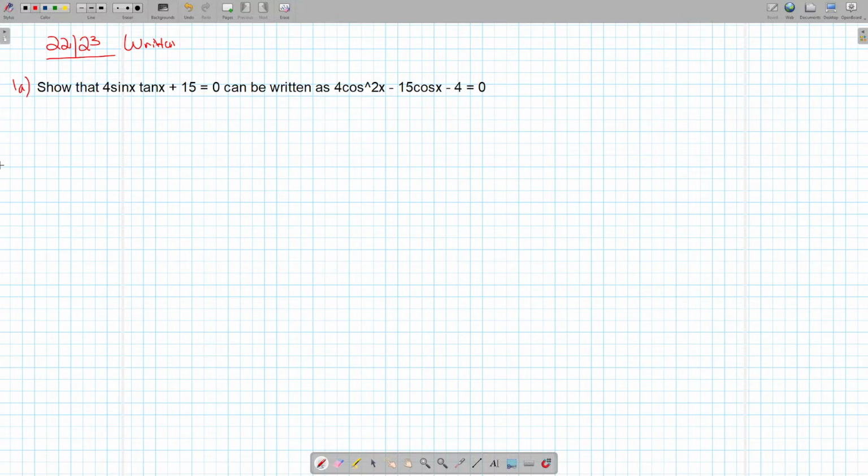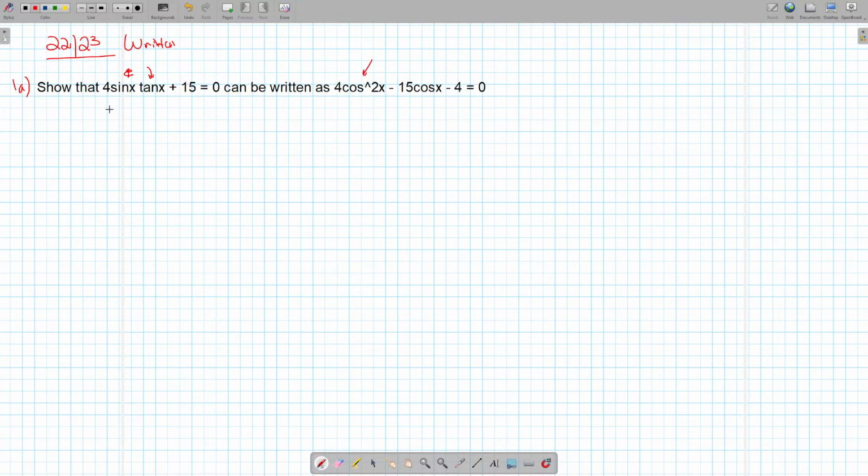This was the 8th question in the exam. The exam had 7 questions on computer, and it had 2 or 3 questions written. So this is 1A. How do we do this? I always tell you, you have tan, you want to somehow change it to cosine.